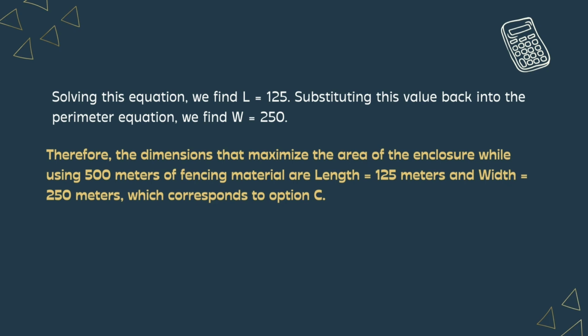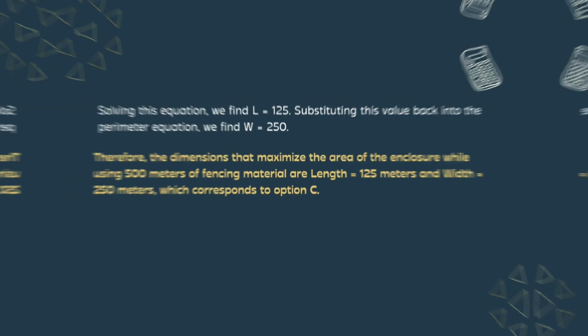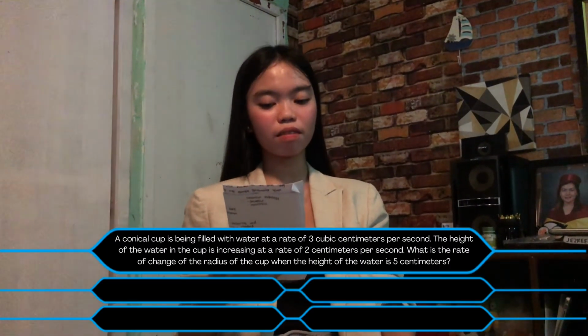Substituting this value back into the perimeter equation, we find W is equal to 250. Therefore, the dimensions that maximize the area of the enclosure using 500 meters of fencing material are length equal to 125 meters and width equal to 250 meters, which corresponds to option C. You're halfway there. Let's tackle question number 6.